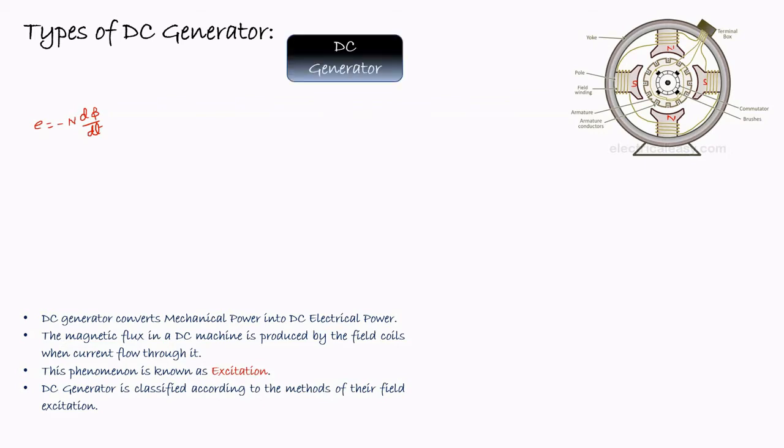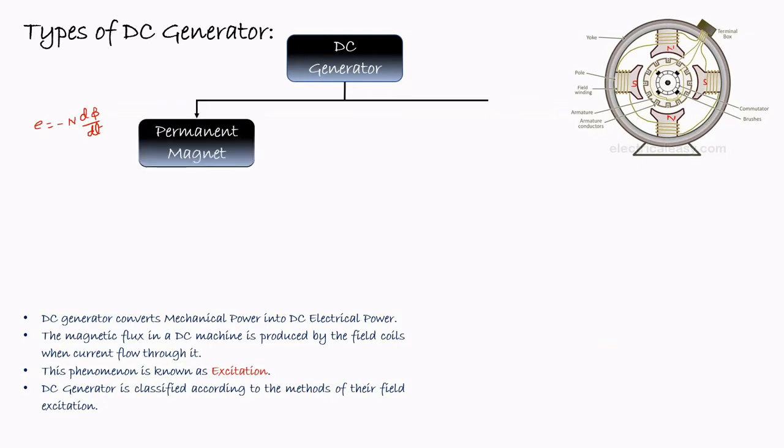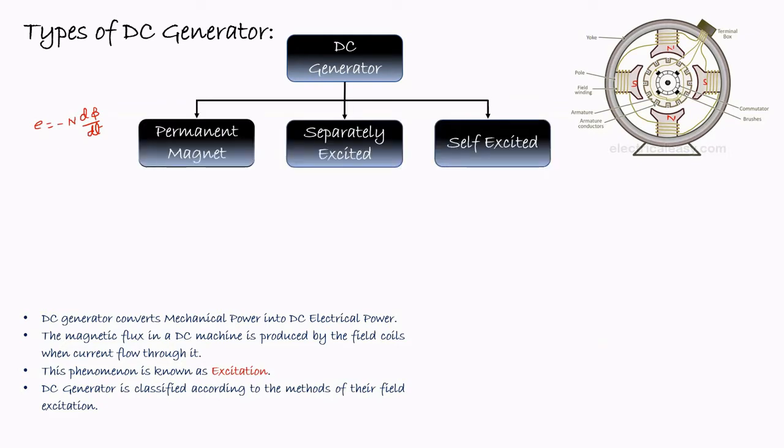Depending upon the type of excitation, the DC generator is mainly classified into three parts. First is the permanent magnet, then the separately excited, and then the self-excited DC generator. As the name indicates, in the case of permanent magnet, permanent magnets are generally used to develop the magnetic field, so no electromagnets are used. In the case of a separately excited generator, an external separate voltage source is used to supply power to the field windings to produce the magnetic field.